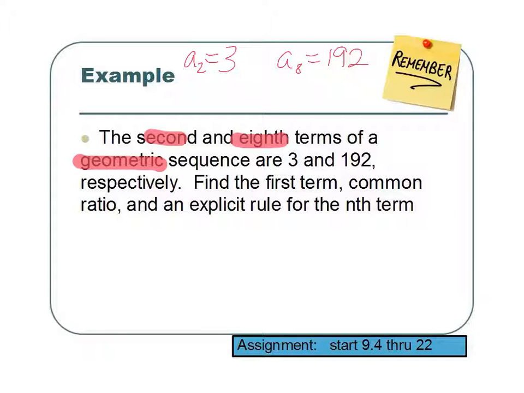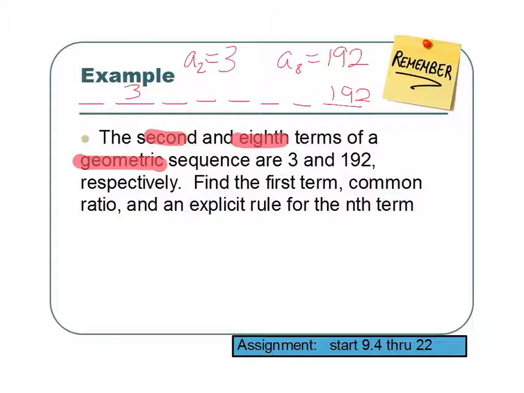Okay, so think about what I know here. I've got, all right, so there's something for my first term. I'm looking for that. My second term is a 3. And then here's my third, fourth, fifth, sixth, seventh, eighth. And way down here I know that that's a 192. Now this one's not too hard because the terms are close together.